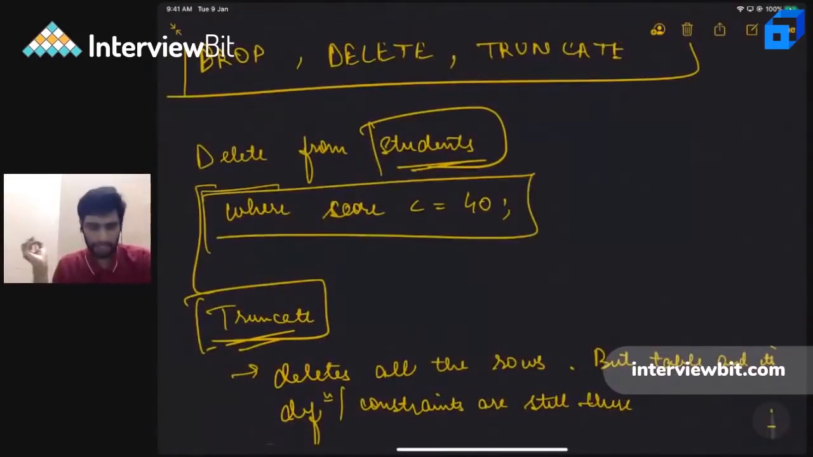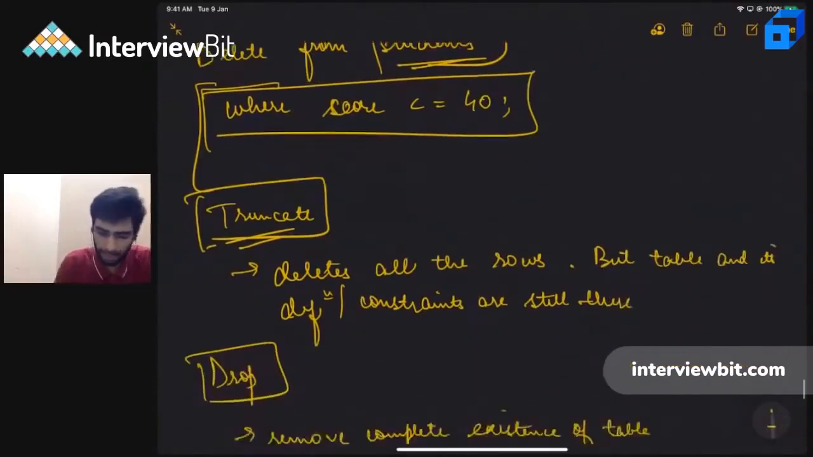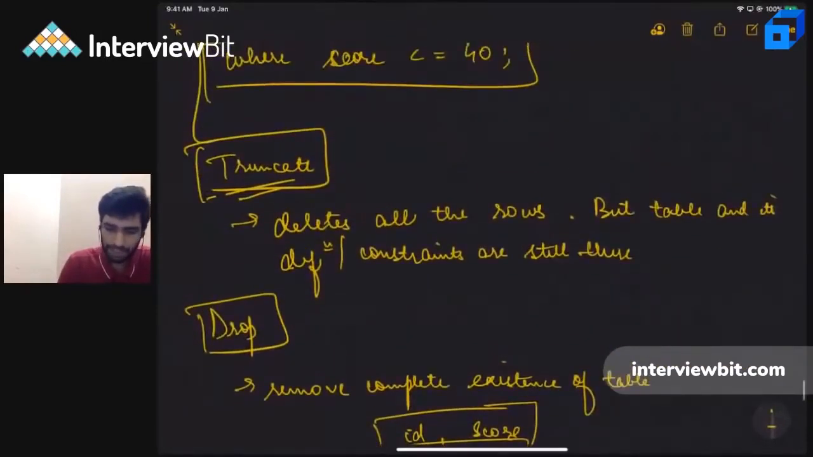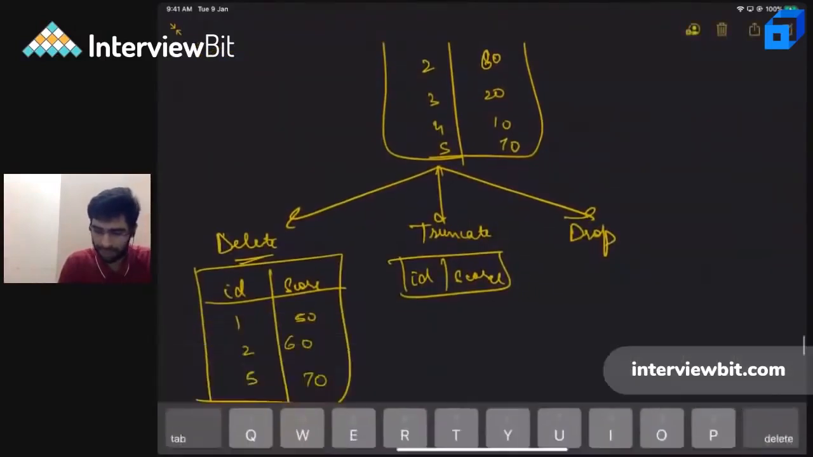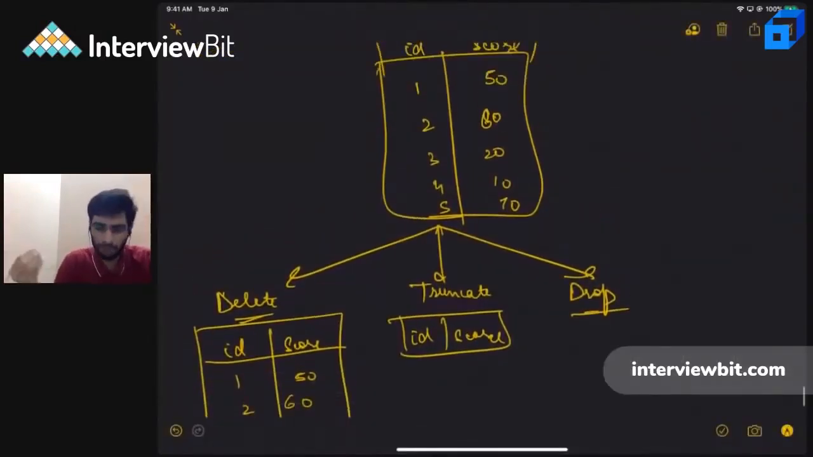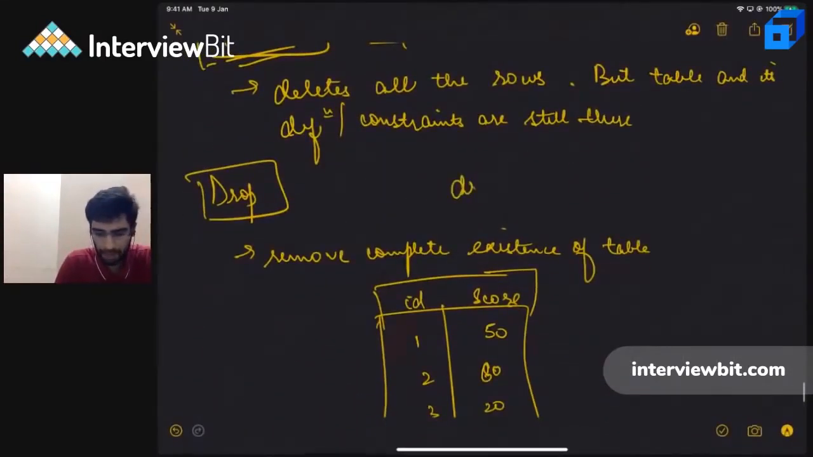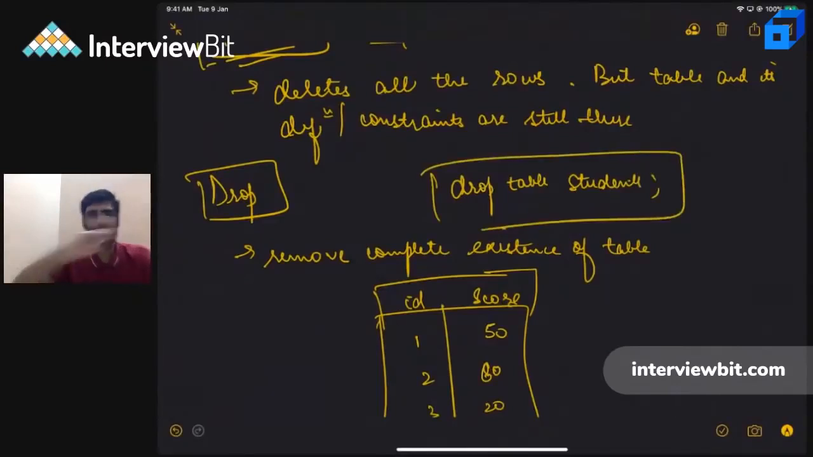Let me give an example of how to write the truncate command. To remove all the data that is there in the students table, you can do truncate table students. And to remove the students table altogether, so that there is no existence of the students table at all, you can do drop table students. Truncate removes the data, while drop table completely removes the whole existence of that table.